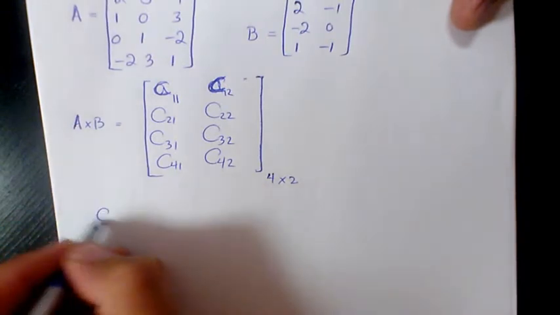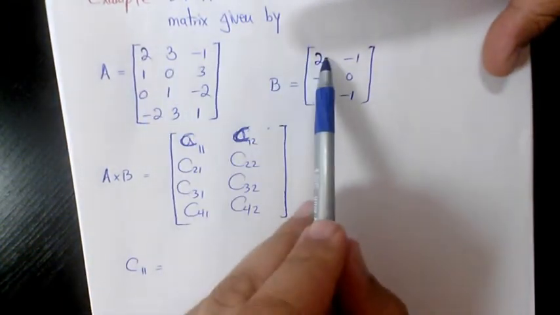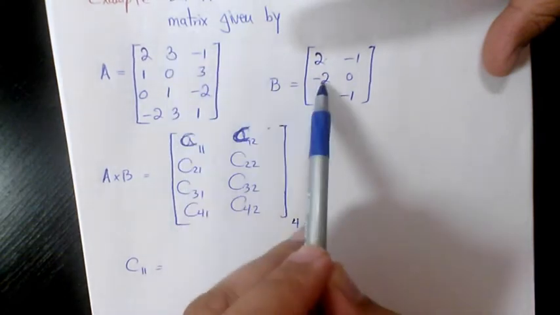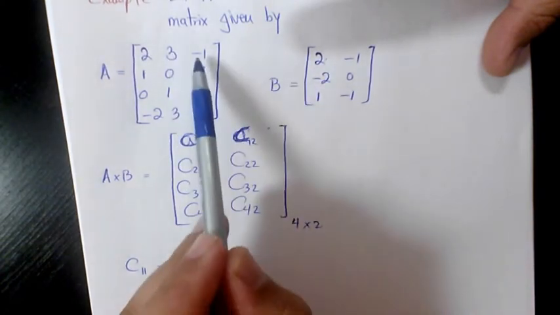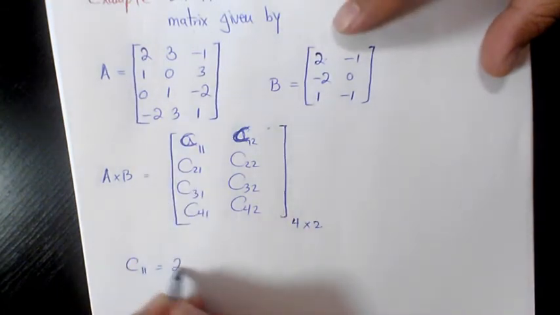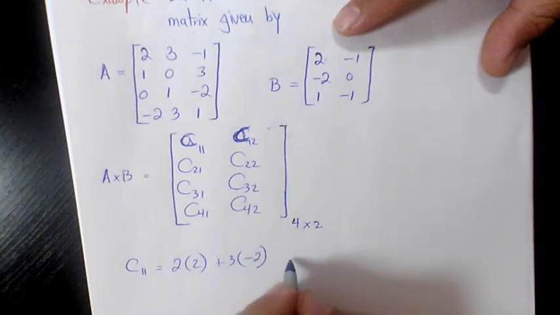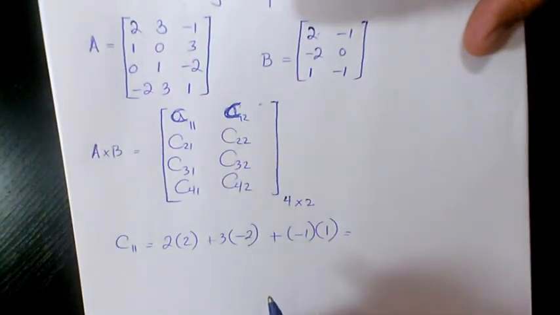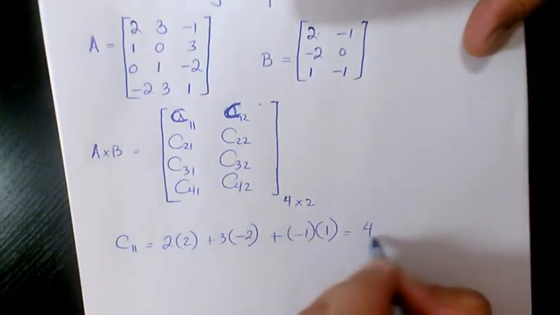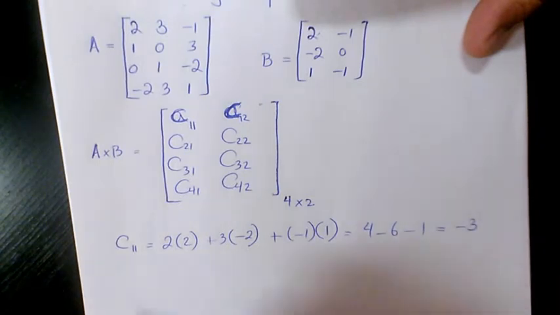So C11 is 2 times 2 plus 3 times -2 plus -1 times 1. One more time, 2 times 2 plus 3 times -2 plus -1 times 1. So that's going to be 4 minus 6 minus 1.